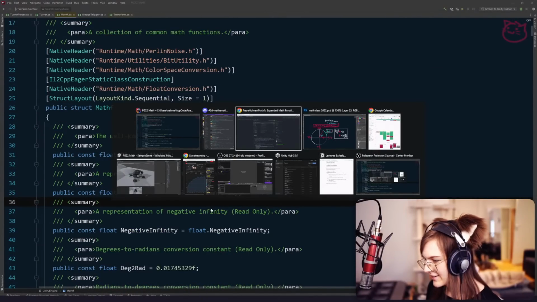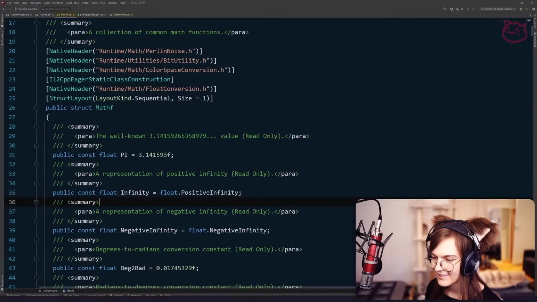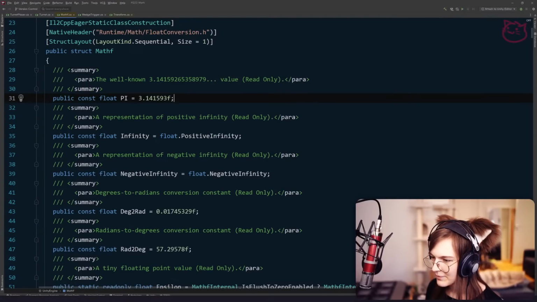The value of tau is 2 pi, and it's 6.28 something something. I don't know all the decimals. In fact, nobody does.